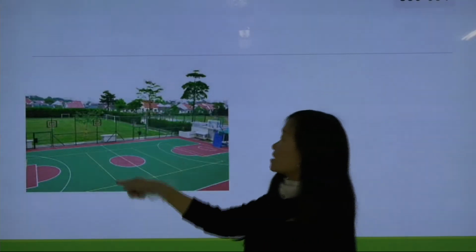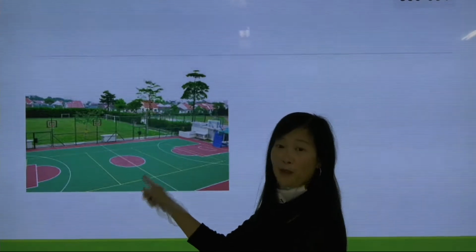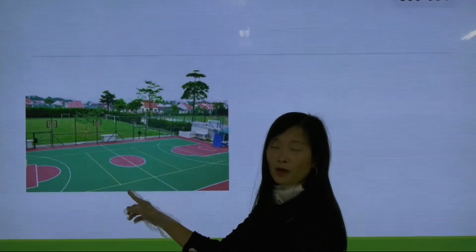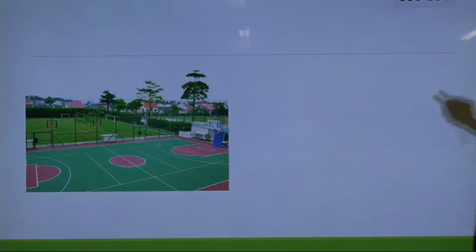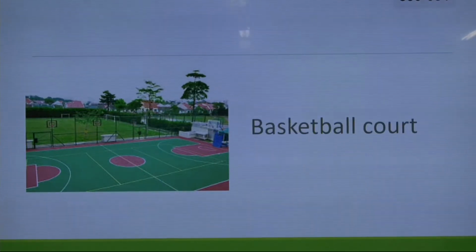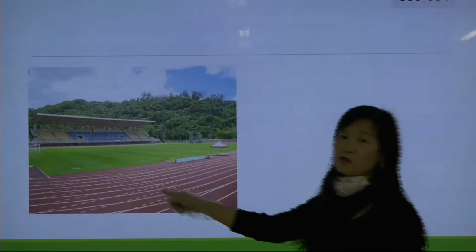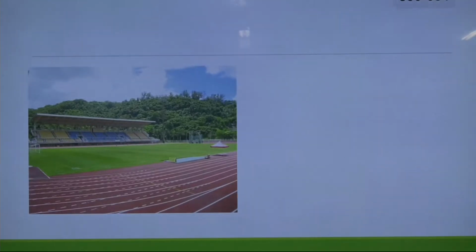This is for playing basketball. How do you call this? This is called a basketball court, or if it is volleyball, it's a volleyball court. Very simple. And what is it? This is a sports ground, and we always go to. Which one is the nearest to us? Csjss, right? Csjss sports ground. To play the sports ground.